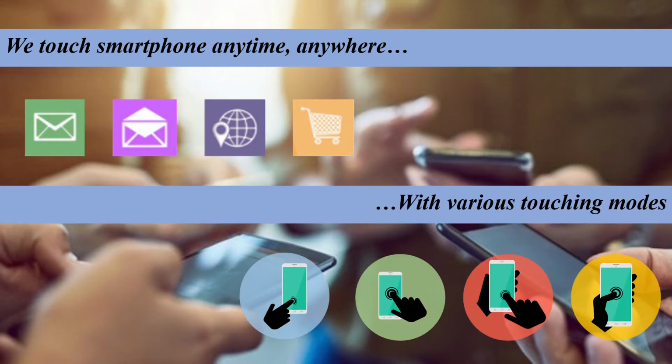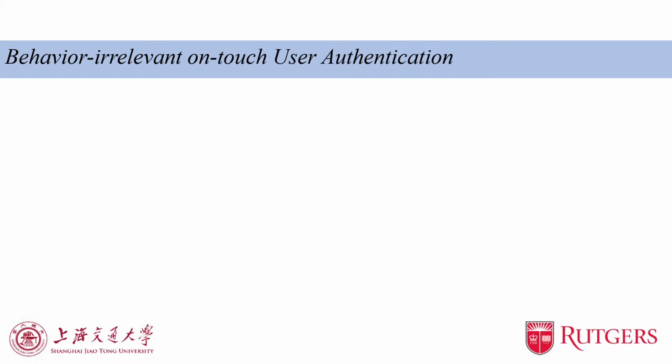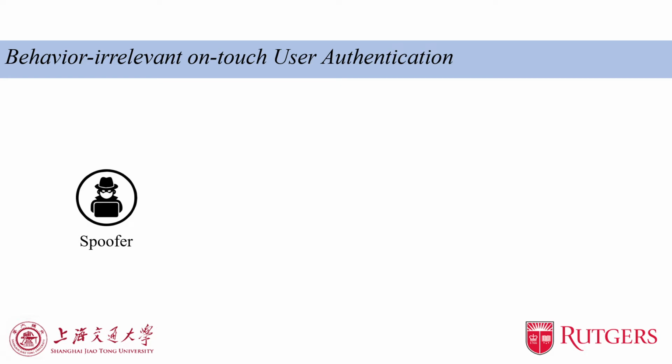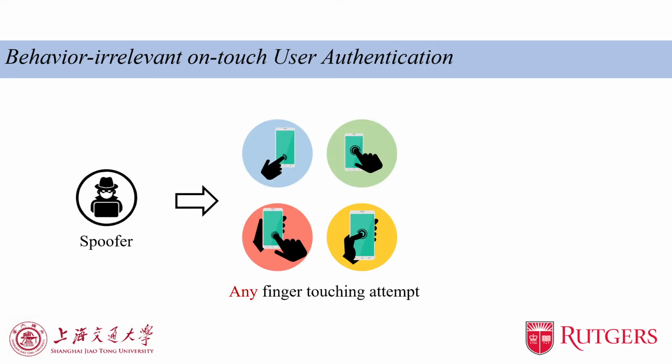Therefore, the heavy usage of smartphones and the very frequent touching behaviors call for a behavior irrelevant on-touch user authentication scheme. That is, for a legitimate user with arbitrary finger touching on smartphone, he or she could be authenticated. And for a spoofer, no matter how he or she touches the smartphone, the authentication fails.